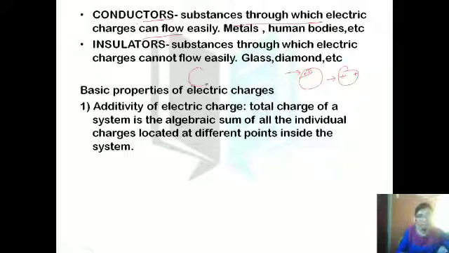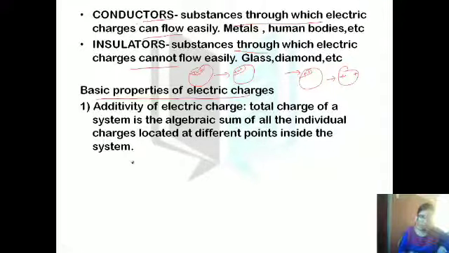Whereas insulators are the substances through which charges cannot flow easily. So if we supply some amount of charge to an insulator, it will remain as it is. That means the charges will remain accumulated in the same region, as they cannot flow through easily. Examples are glass, wood, plastic, etc. Right? Now the next thing we have to discuss about charges is the basic properties of electric charges.